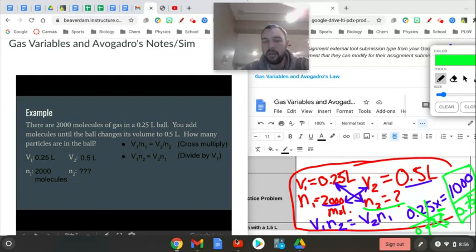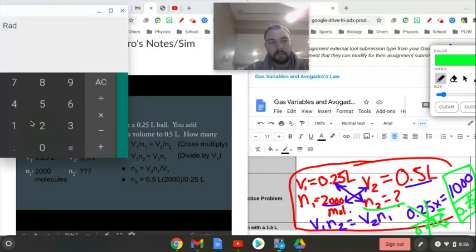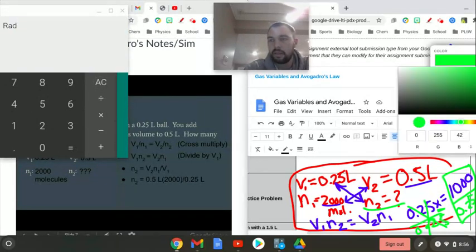And so all I have to do now is plug that into a calculator to get my result, my answer. And so if I put it on a calculator here, 1,000 divided by 0.25 is 4,000. Let me change colors once more. Okay, so then N2 equals 4,000 molecules.